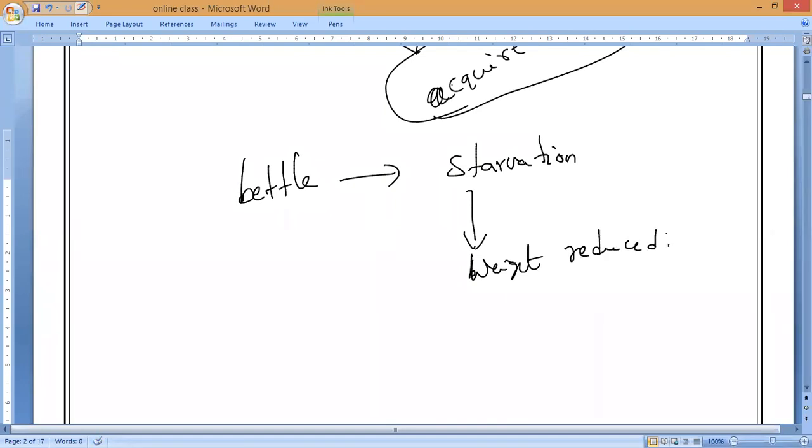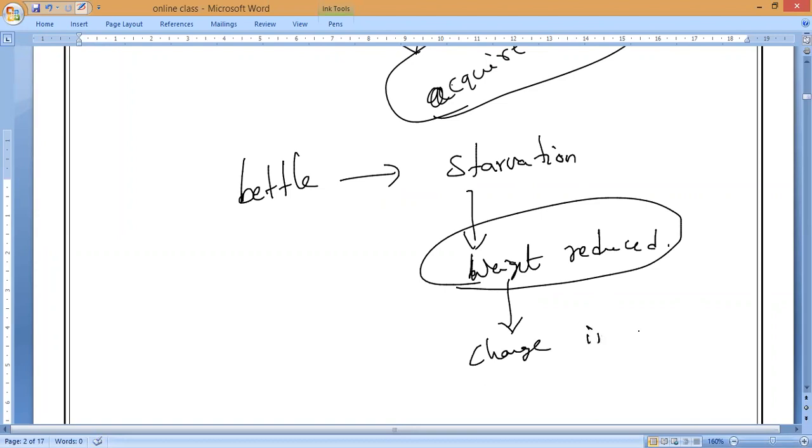So now you can see there is a change in the normal body cells of the beetle, but no change takes place in the genes. The change is happening only in the non-reproductive cells, so that the weight of the body is reduced. But it does not cause any change in the gene or DNA present in the reproductive cells. So there is no change in the genes of the gametes, so this is an acquired trait.